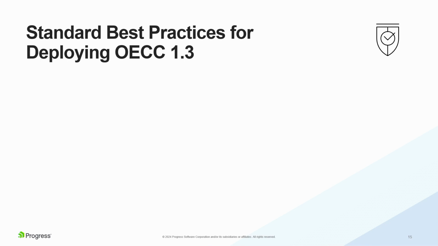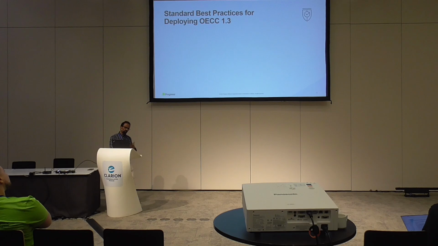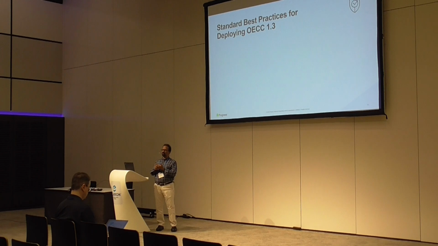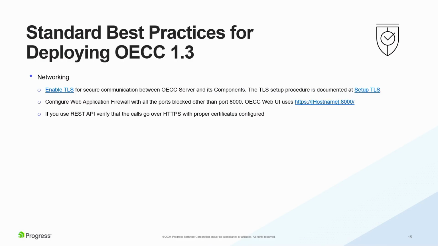Okay, so I would like to cover standard best practices. As I mentioned, at the time of installing the OpenEdge Command Center agent, I purposefully did not select the secure agent, which allows you to configure TLS. It needs certificates to configure, and it's easier right now in 1.3 to set up an agent very quickly. But in production environments, when you are deploying OpenEdge Command Center, we expect you to configure TLS. That's our recommendation.